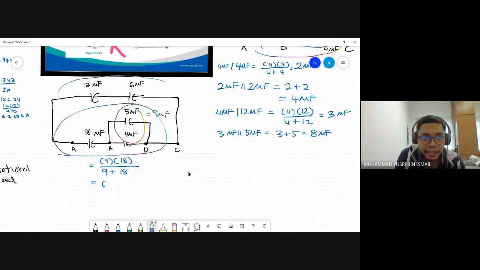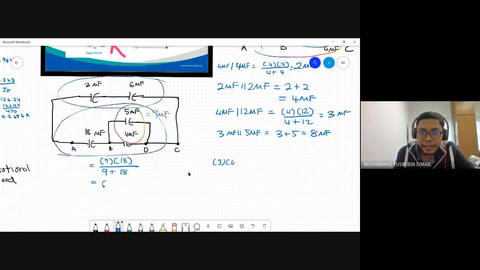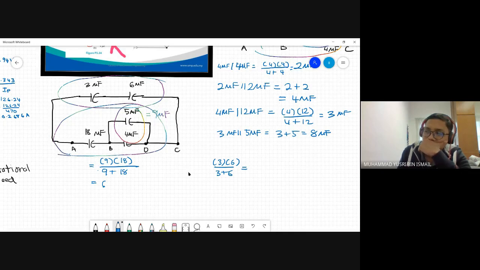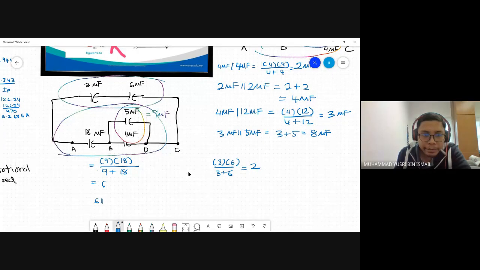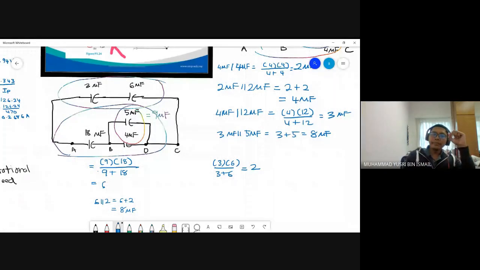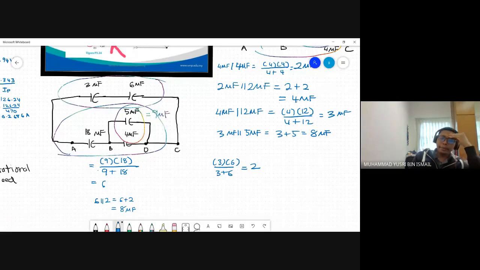Now 3 microfarad and 6 microfarad, these are in series. So 3 times 6 divided by 3 plus 6. What do we get? 2. Okay, so now 6 is in parallel with 2. So you will get parallel: 6 plus 2 equal to 8 microfarad. Okay, 8 microfarad.